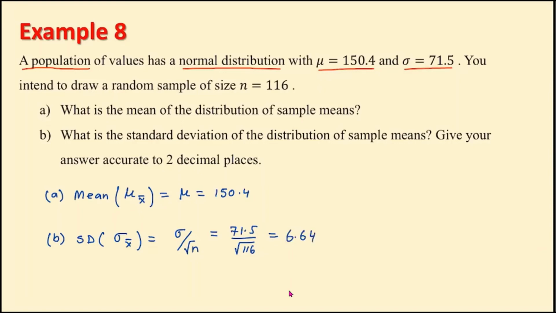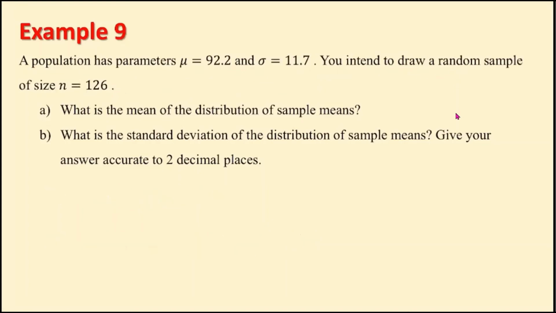So when we simplify this, we get 6.64. So you can see for the sampling distribution of the sample means, the mean is same as the population mean, but the standard deviation will be smaller than that because we are dividing by the square root of the sample size. So standard deviation is reduced. So the standard deviation is 6.64 for the sample means, whereas the standard deviation of the population was 71.5. Now we move on to example 9.